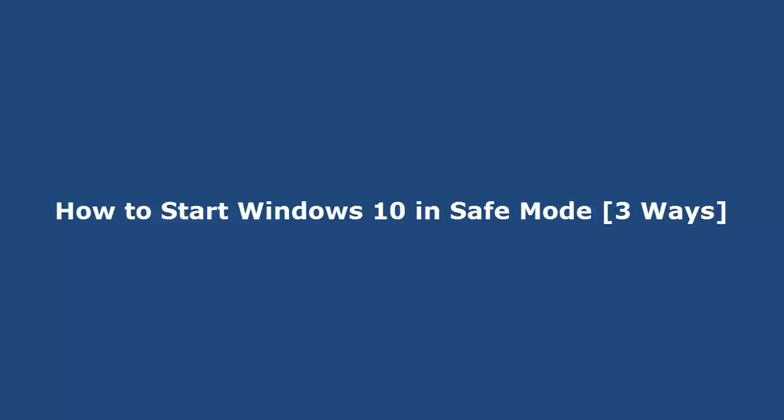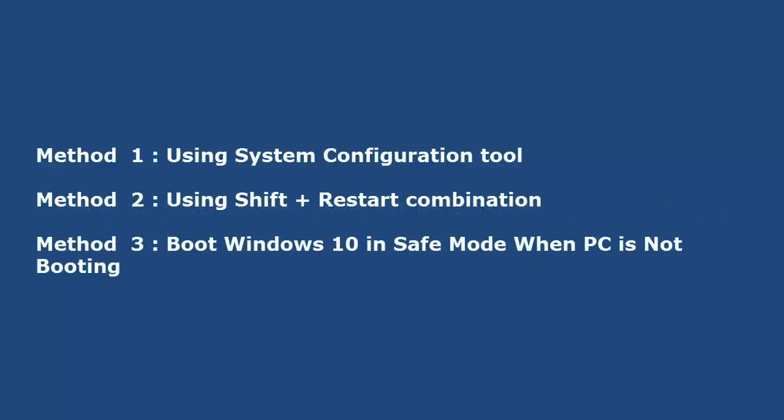Hi, in this video, I will show you how to boot into safe mode in Windows 10, in three different ways. Method 1, using System Configuration Tool. Method 2, using Shift plus Restart combination. Method 3, boot Windows 10 in safe mode when PC is not booting.